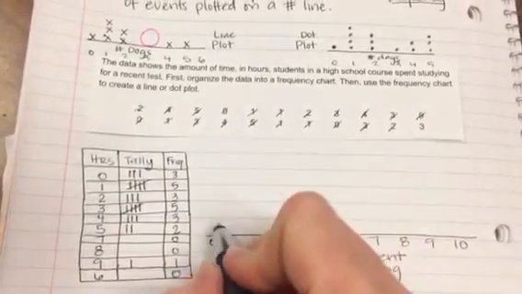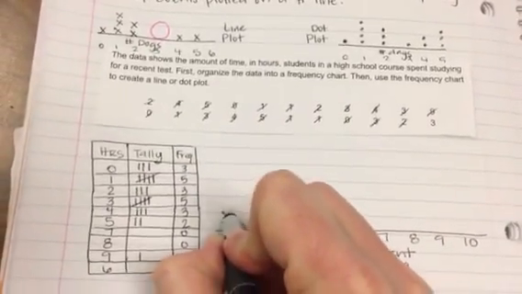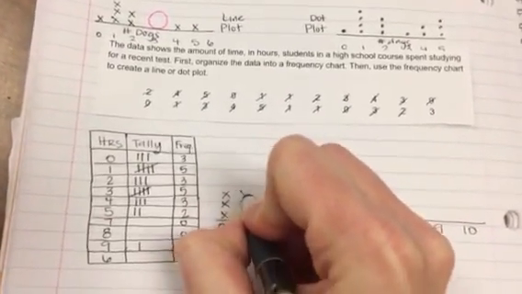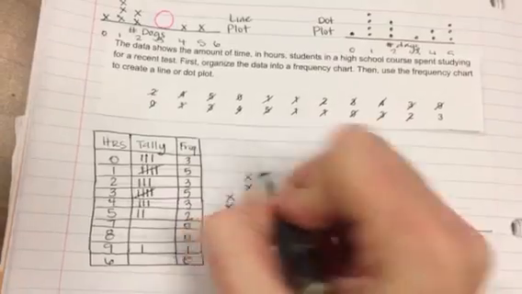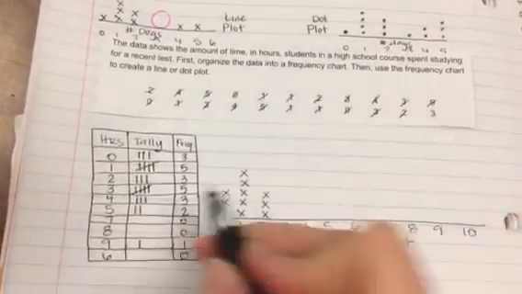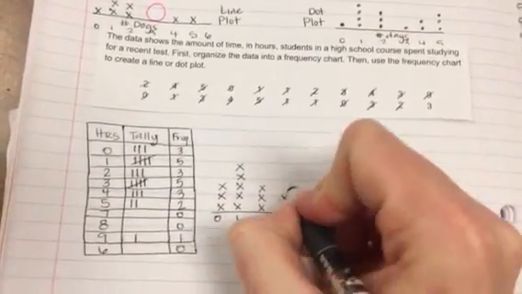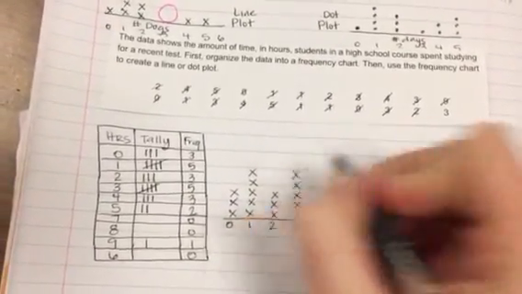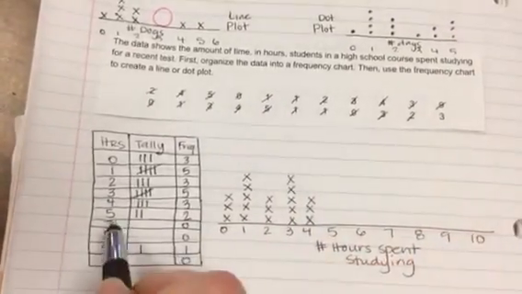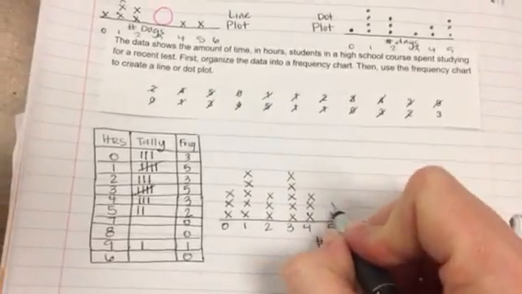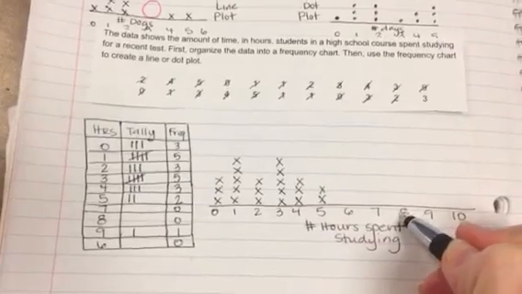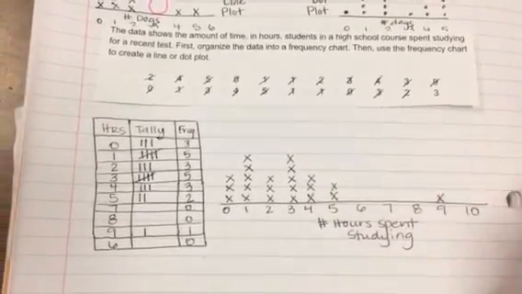So we're going to do 3 X's above the 0, 5 X's above the 1, 3 X's above the 2, 5 X's above the 3, 3 X's above the 4, 2 X's above the 5. There were no 6s, no 7s, no 8s, and then only 1 above the 9, and then I have nothing over the 10.